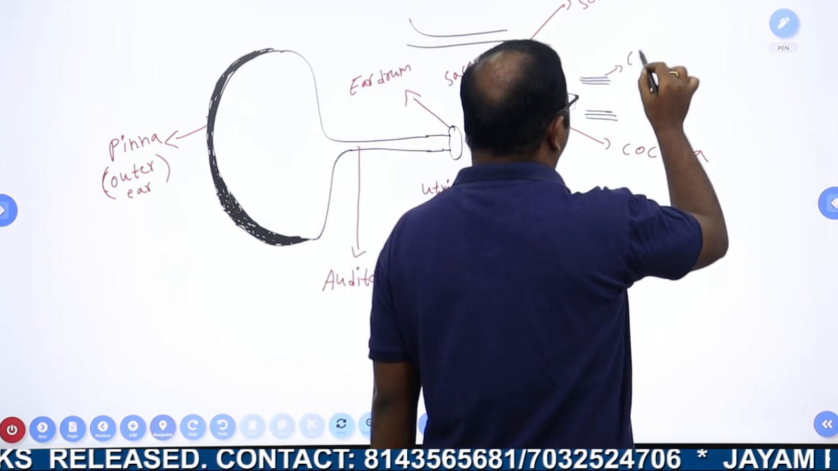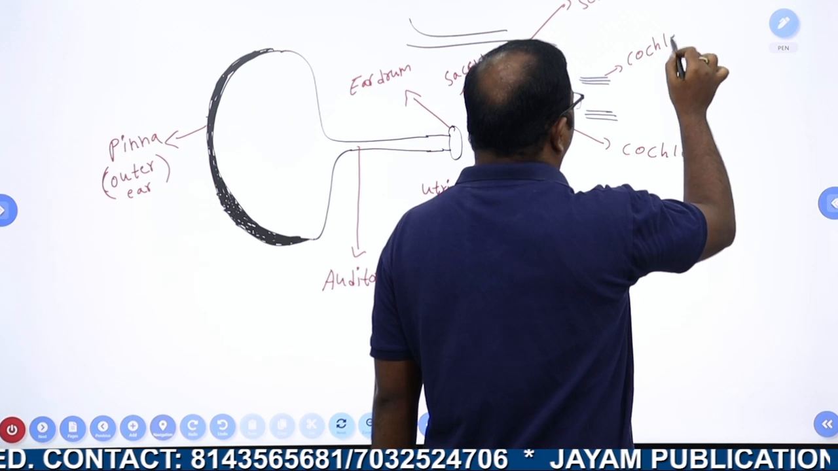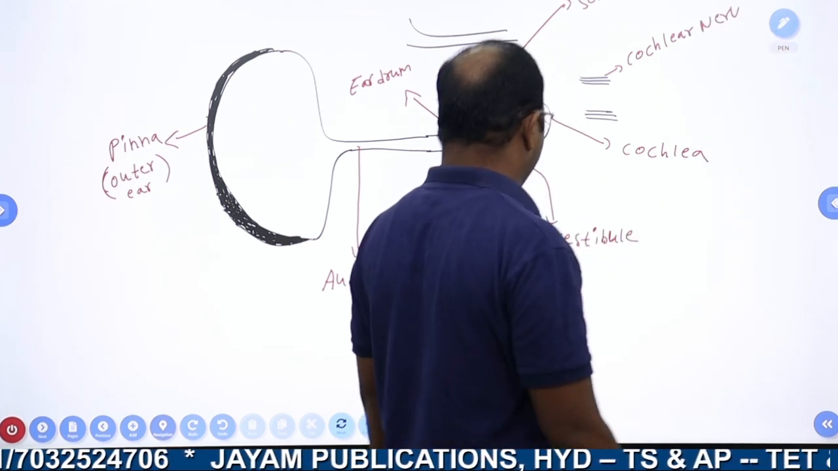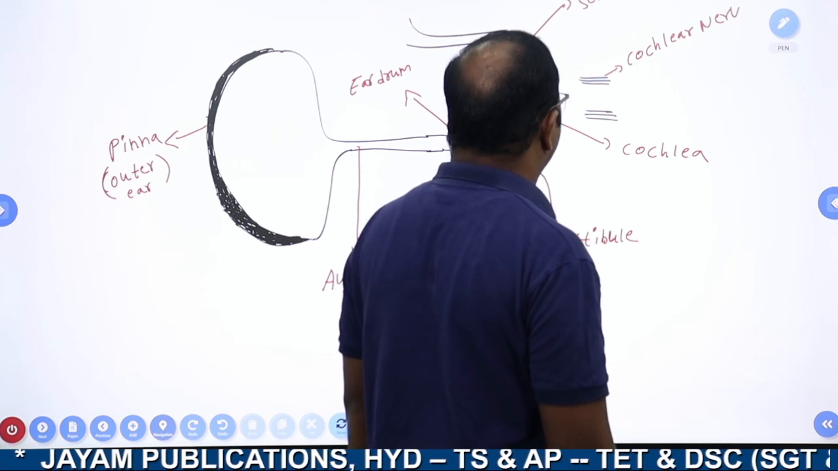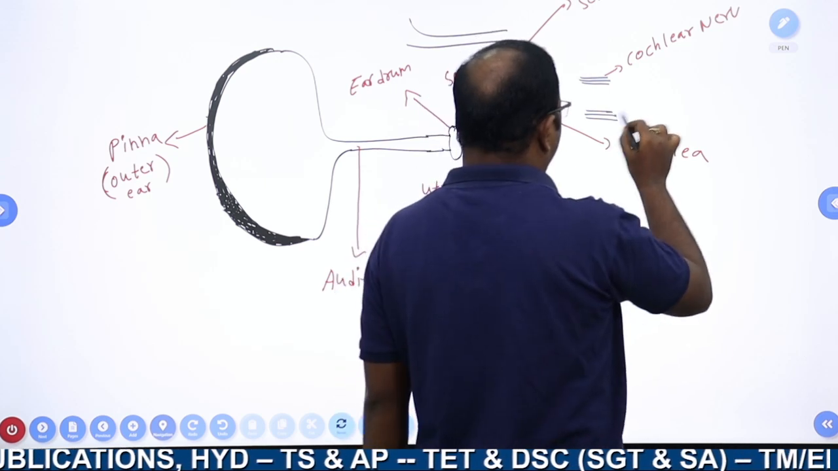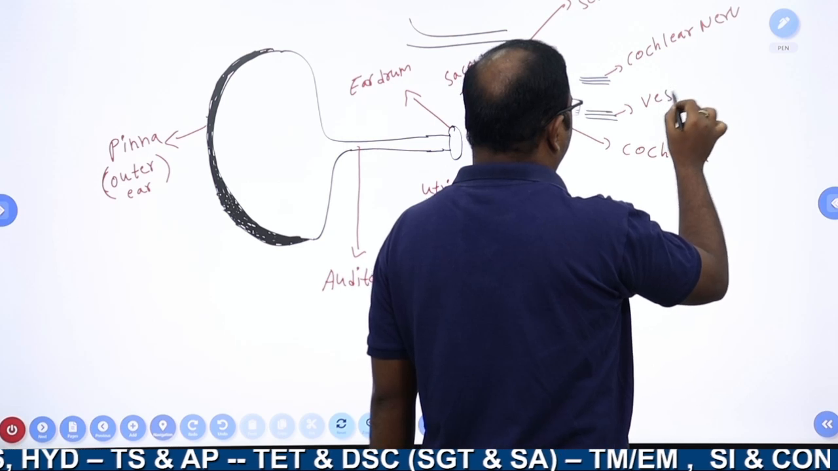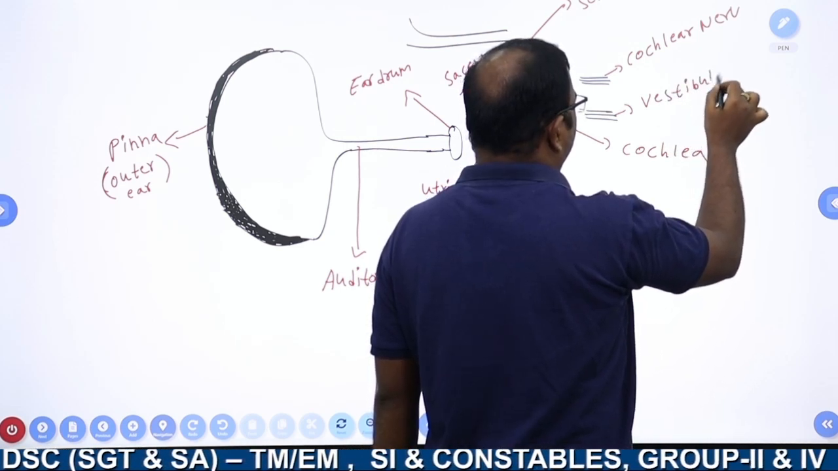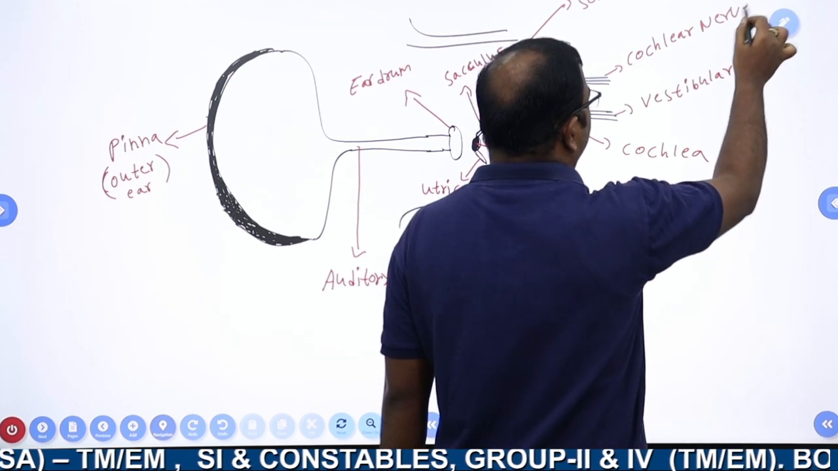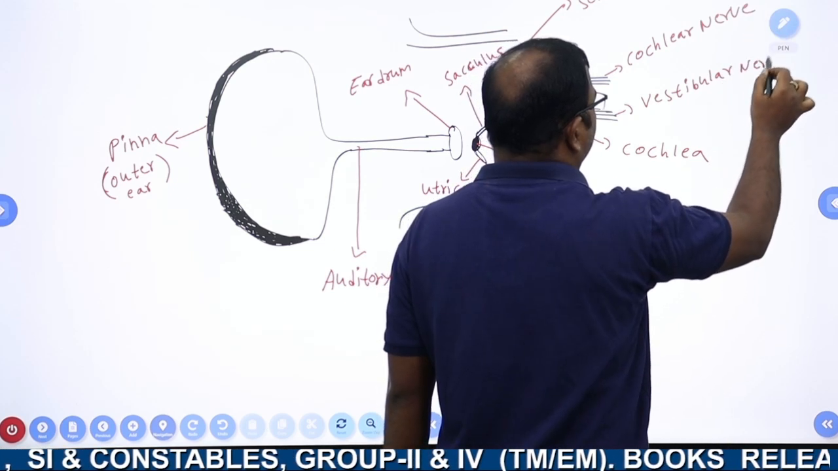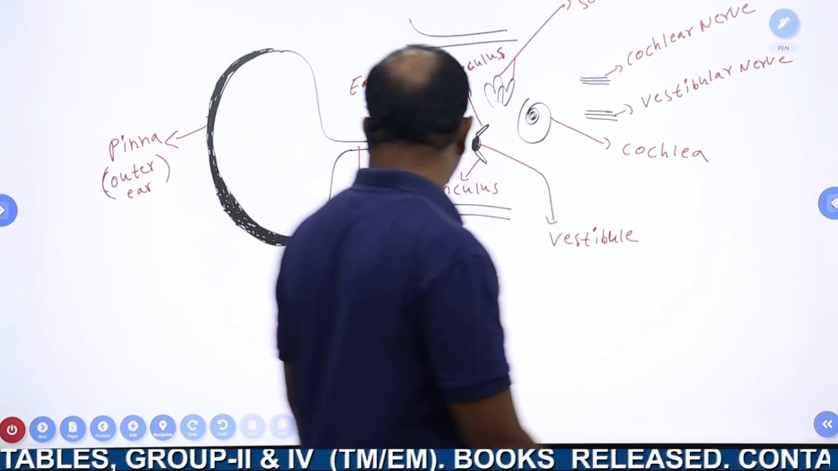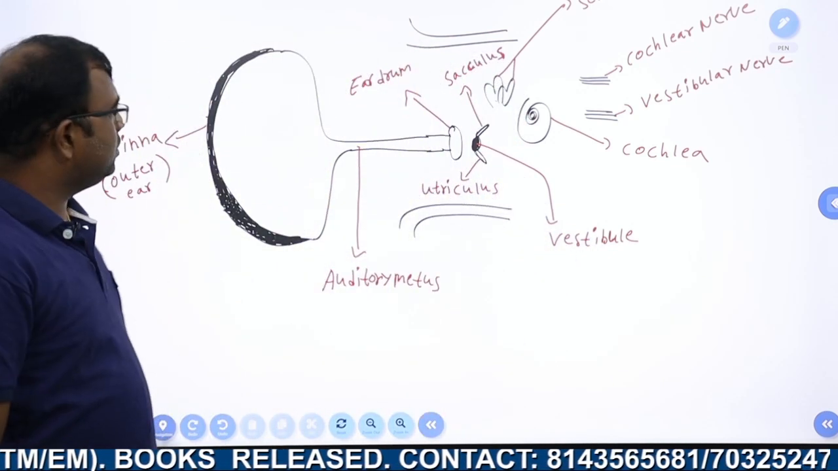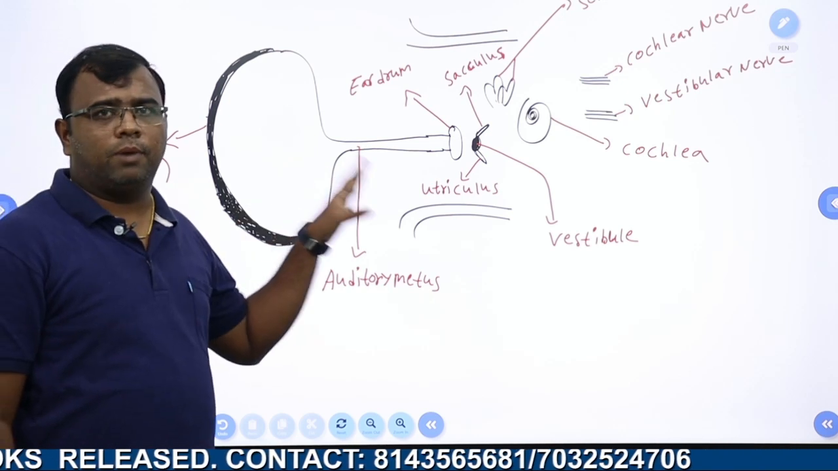This is the cochlear nerve. This is the vestibular nerve. This is the diagrammatic part of the ear.